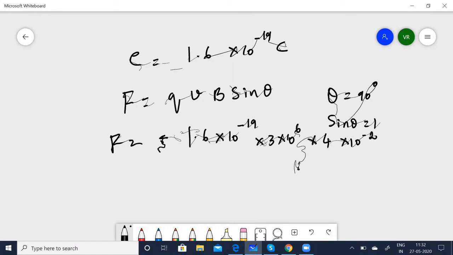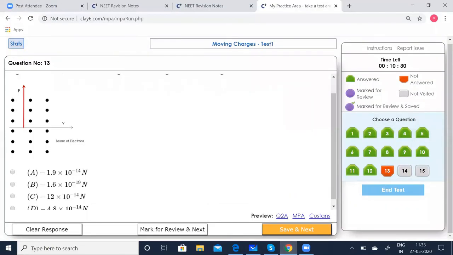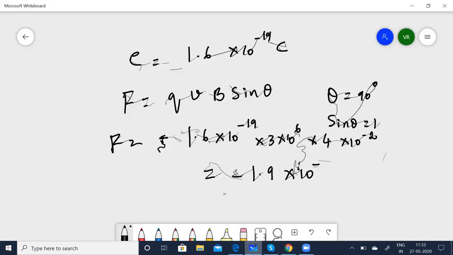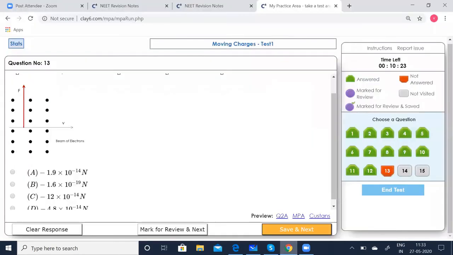Having known all the values, now we can quickly simplify this. So that works out to be minus 1.9 into 10 to the power of minus 14. Let's see which option is correct. Yes, 10 to the power of minus 14 newtons. So option A is correct. Click that. Go to the 14th one.